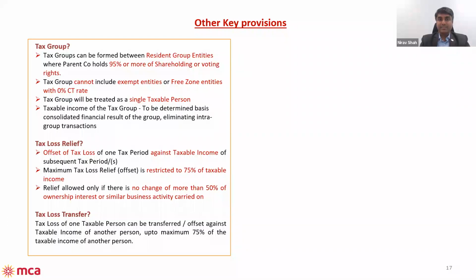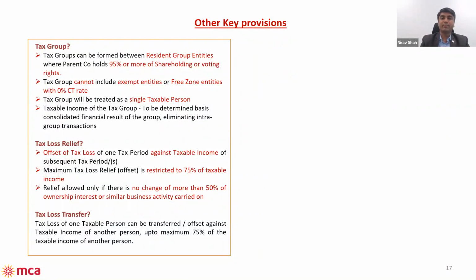If we can form a tax group, then the benefit is that you will be treated as a single taxable person. Only one corporate tax return will be required to be filed for a group and not at individual entity level. And the income of the group will be determined as the consolidated income of all the entities, eliminating intergroup transactions. So this is the way a person can form a tax group.